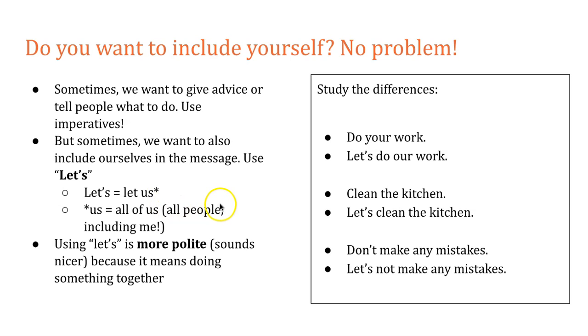When you use let's, it is more polite. It sounds nicer because you are doing something together. When you tell someone, do your work, you're ordering them, do the work. They have no choice. They have to do it. But if you say, let's do our work, it's nicer because you say, you do your work, I do my work, we can work together.